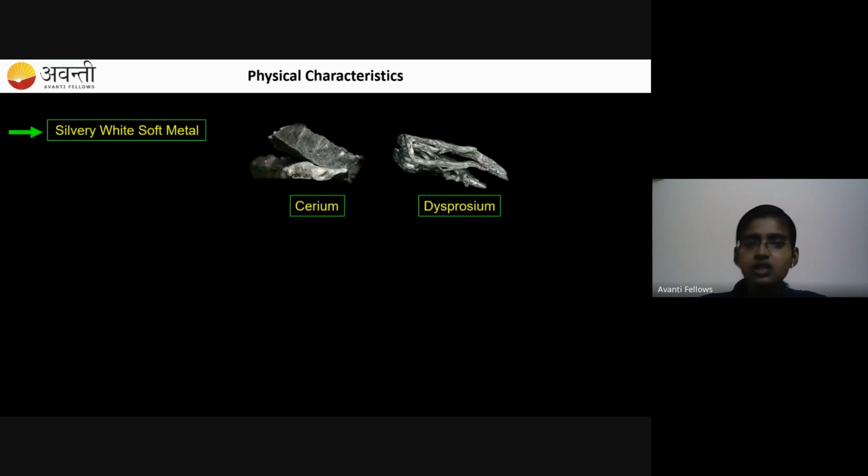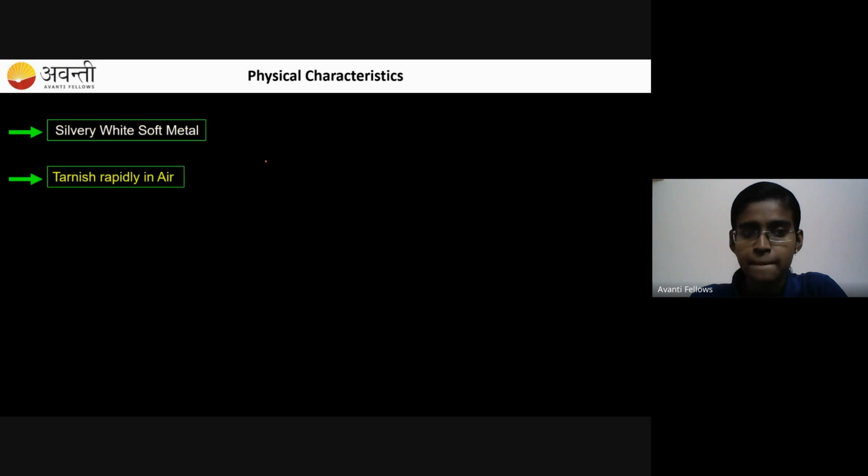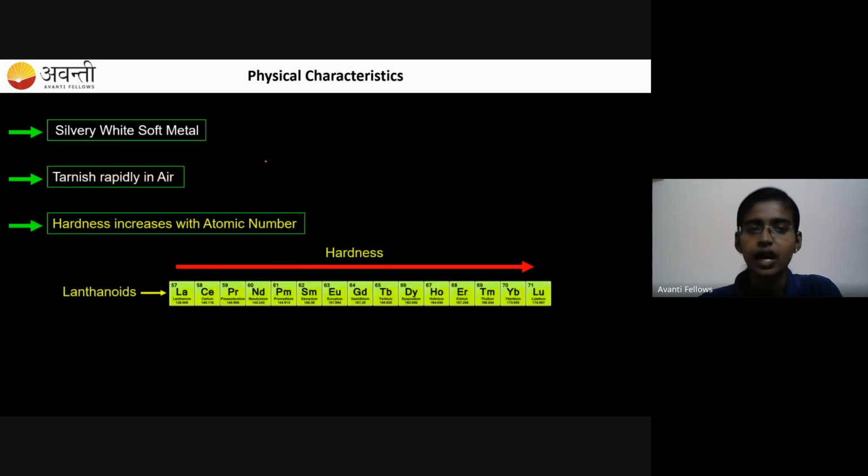Lanthanoids are silvery white soft metals. You can see the cerium and dysprosium on your screen. Silvery in color, just white. Soft metals, and they get tarnished rapidly in air. Tarnishing in the sense they get oxidized so easily by the oxygen which is present in air.